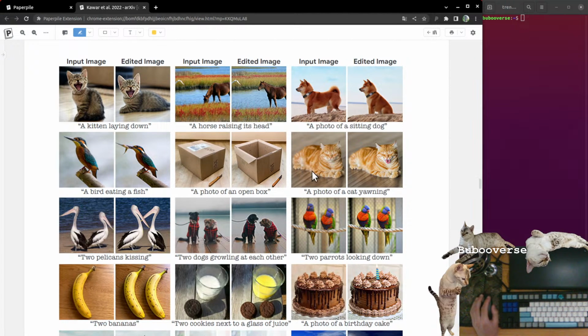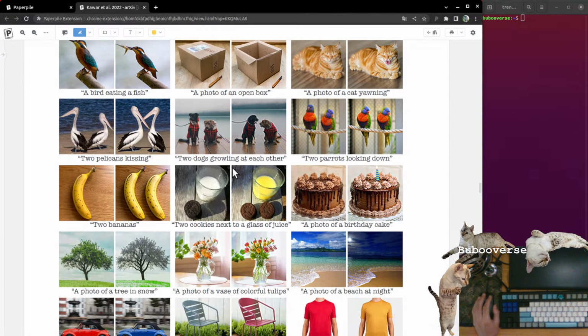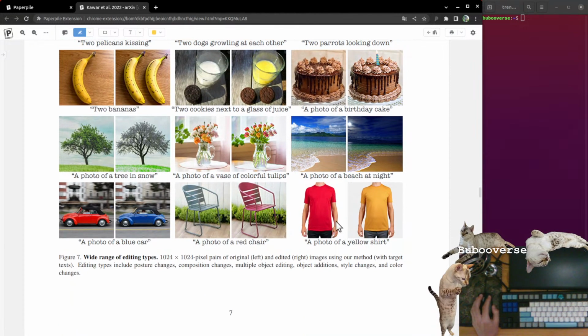Raising its head, sitting dog, cat yawning, dogs growling. Birthday cake, it adds a little candle. Yellow shirt changes the color of the shirt. Very interesting. Changes the color of the car, but nothing else.